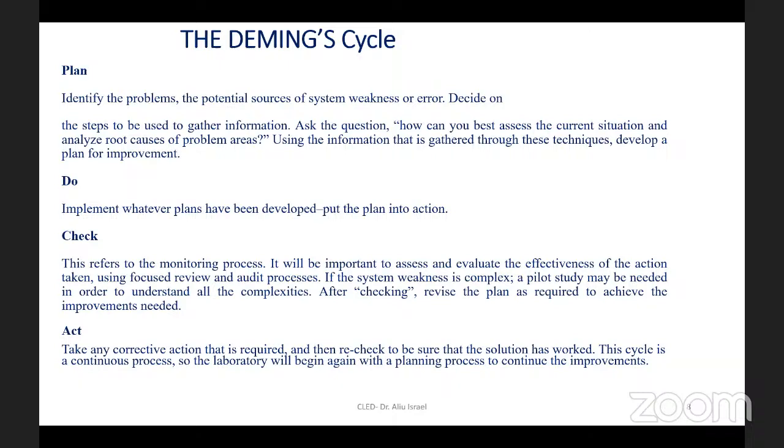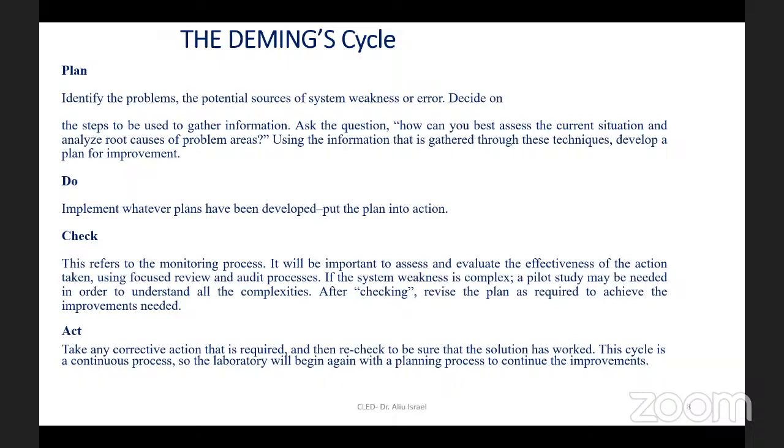Remember that the essence of the PDCA cycle is for process improvement, for continuous improvement. The act here is to take any corrective action that is required. Then recheck to be sure that the solution has worked. This cycle is a continuous process. So the organization will begin again with the planning process to continue the improvement.